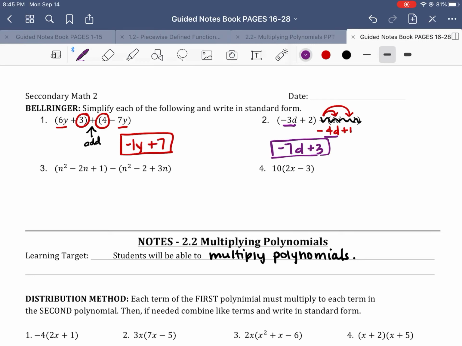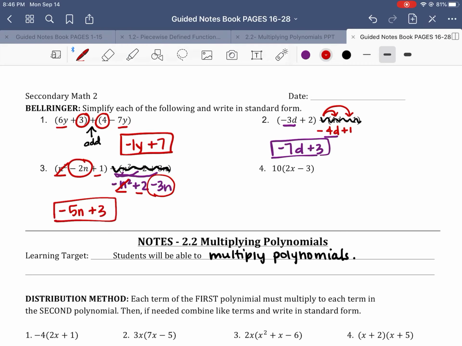Same idea on the next one. We distribute in the negative, which would give us negative n squared. Negative times a negative 2 is positive 2. And that negative times a positive 3n would be negative 3n. Again, I'm going to scribble this part out just so I don't go back to it. Then we combine our like terms. So in this case, we have an n squared subtracting an n squared, so those add to 0, or in other words cancel out. We have a negative 2n minus 3 more n gives us negative 5n, and then we have 1 plus 2 would give us a plus 3.